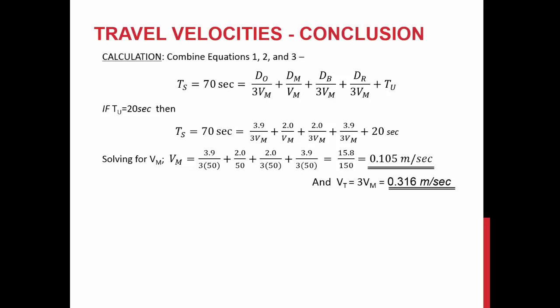So here we take a look at breaking it up in time. The time for a sortie is going to be 70 seconds, and that's made up of going through these various distances and their resultant velocities. Since transport velocity is going to be 3 times mining velocity, we can solve for everything in terms of the mining velocity. If we take a look at the time calculations here, we'll see that the desired velocity for mining is going to be 0.105 meters per second. As a result, with the transport speed being 3 times faster than the mining speed, the transport speed is going to be 0.316 meters per second.